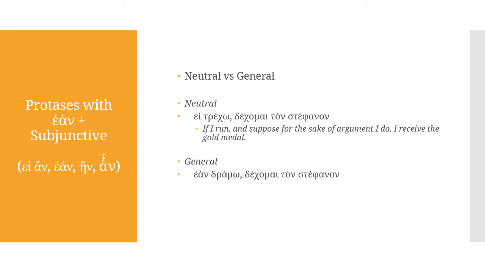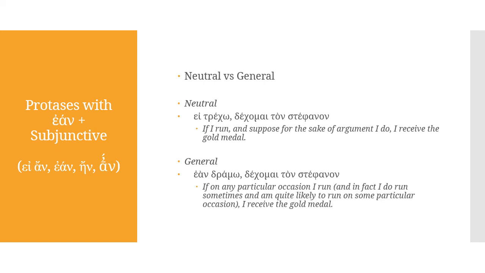A general condition differs like this. Ean dramo dechome ton stephanon. If on any particular occasion I run, and in fact I do run sometimes, and I'm quite likely to run on some particular occasion, I receive the gold medal. So the ean shifts us into the fact that it's a possible situation, and its condition is quite liable to be fulfilled. Whereas ei is much more standoffish about that condition being fulfilled.